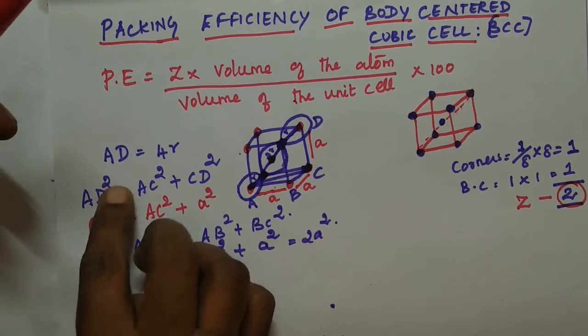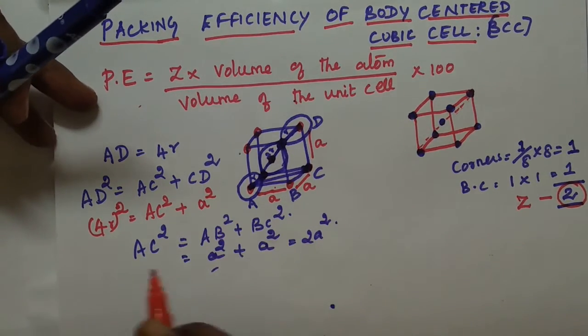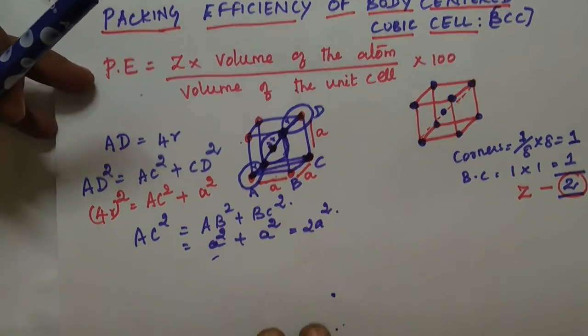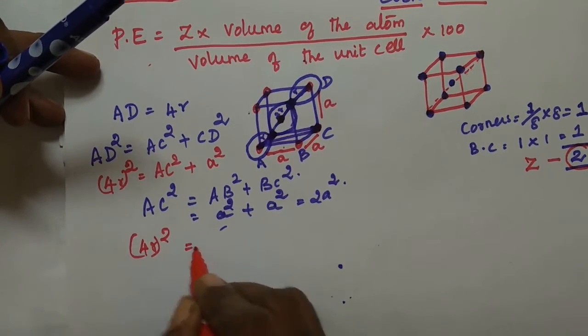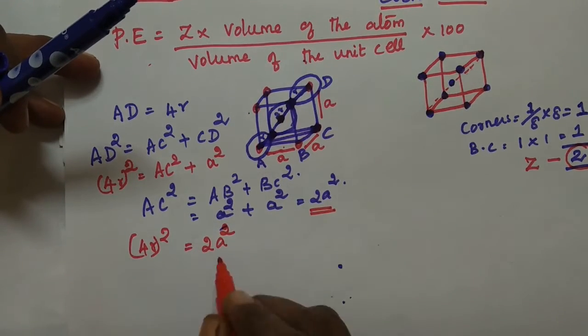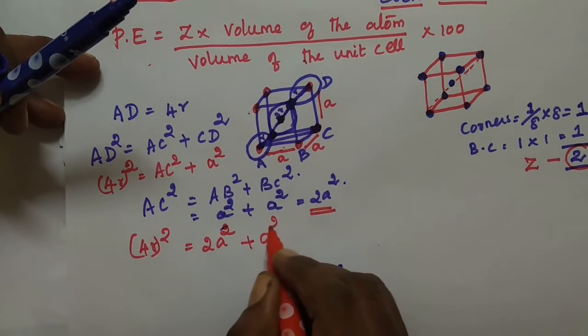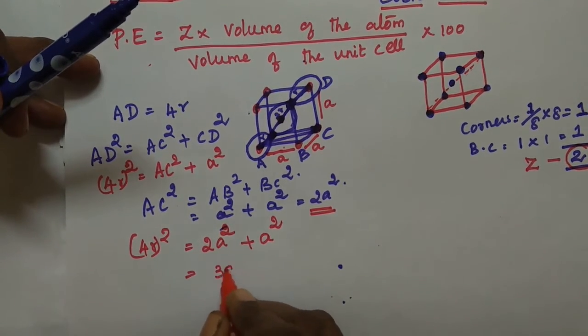That is, AD square is equal to AC square plus AD square. Now let me write down that. What is that? 4R is equal to, 4R square is equal to, okay, 2A square. I take this, okay, 2A square plus A square. 2A square plus A square is how much? It's nothing but 3A square.